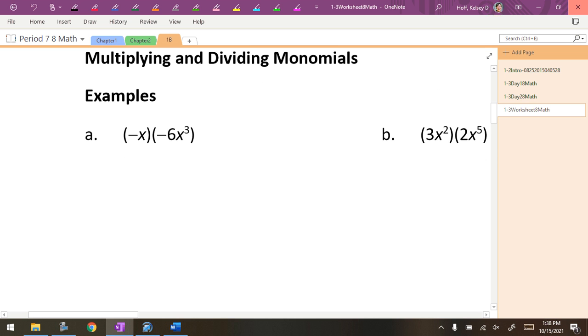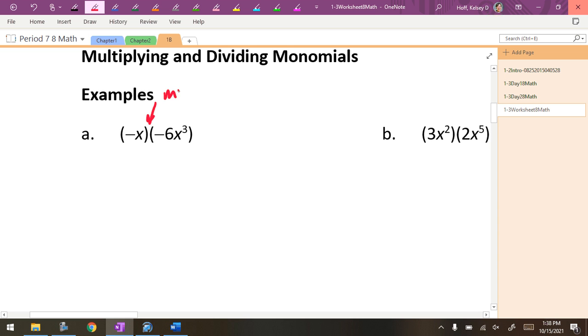So the first thing you should do, if we look at example A, is ask yourself, are we multiplying or dividing? Multiplying. I have two sets of parentheses right next to each other. So what we want to do is put our coefficients, which, reminder, are numbers in front of the variable, together, and then put our variables together. What coefficients do I have in problem A? -6 and -1, right? Don't forget that negative really means -1. So we would put -1 times -6 in a parenthesis. And then we would put x times x to the third.